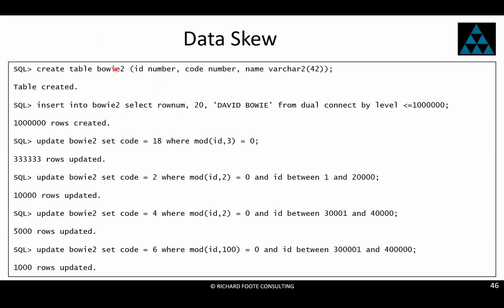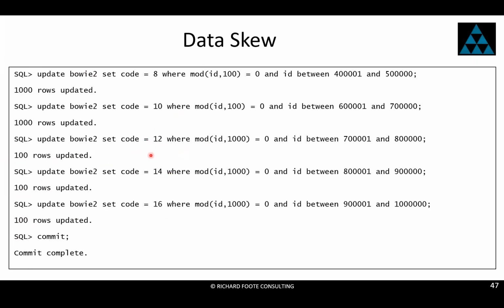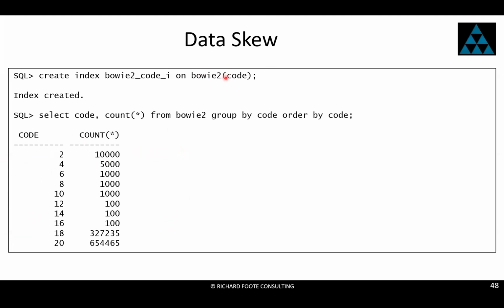So what I'm going to do now, I'm going to create a table, and I'm going to populate it with lots and lots of 20s initially, and then I'm just going to update whole bunches of rows. So there's going to be a whole bunch of rows that have got a value of 18, 1,000 are going to have a value 2, 5,004, and so on and so on. Just note some of my values, 12, 14, 16, they're only going to have 100 rows. So some of my codes are very popular, and some of my codes are not very popular at all. So I'm going to create an index on code, but just note I've got my data everywhere.